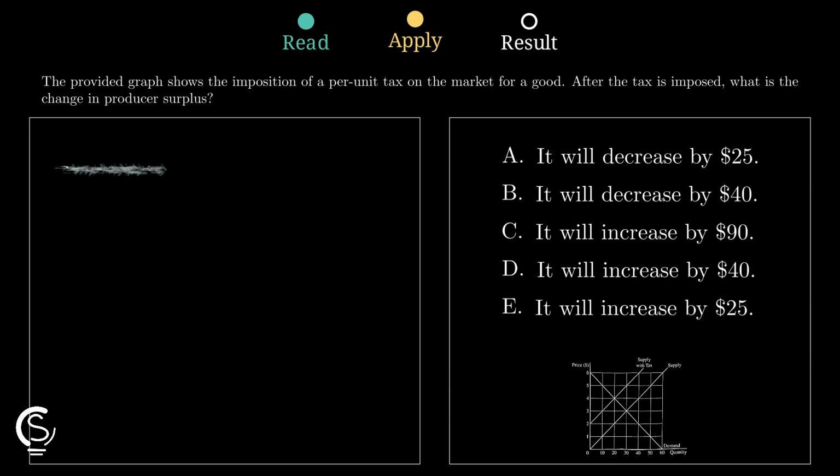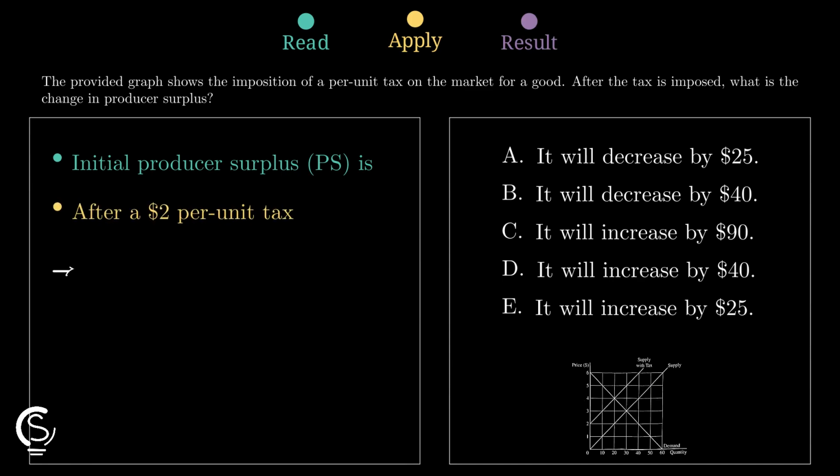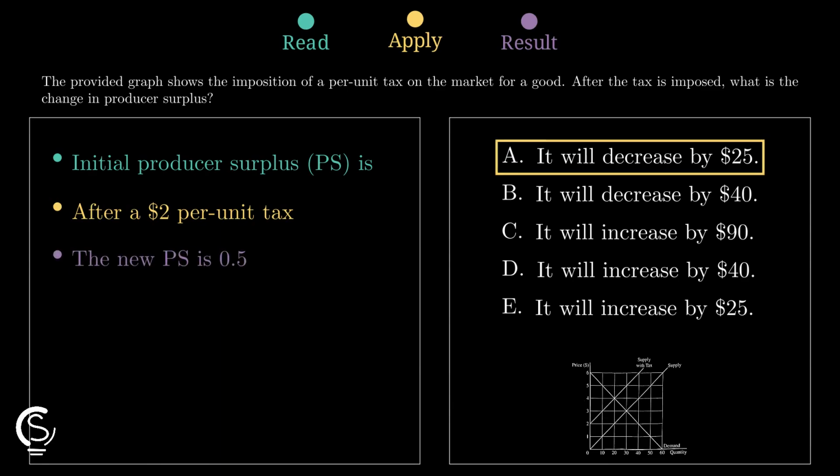Next, we account for the $2 per unit tax, which shifts the price received by sellers down to $4, while the quantity sold decreases to 10 units total. Finally, we calculate the new surplus area, which equals $20, meaning the total producer surplus decreased by $25. That makes option A correct.